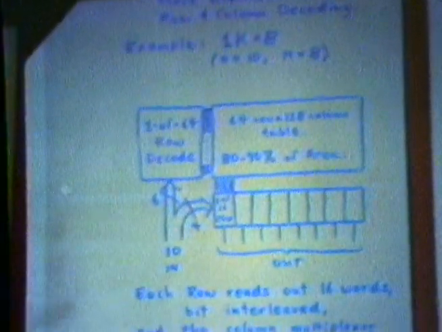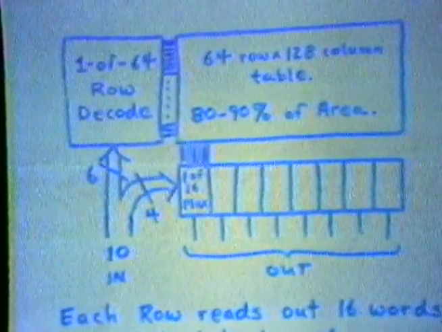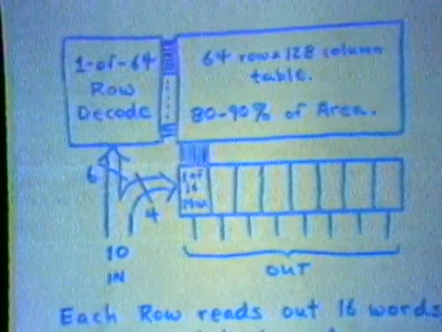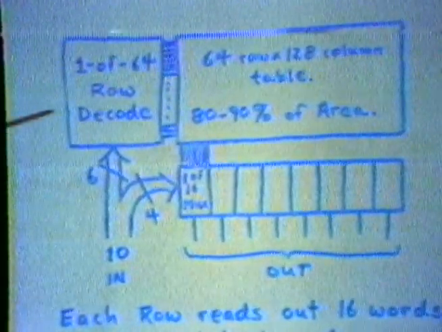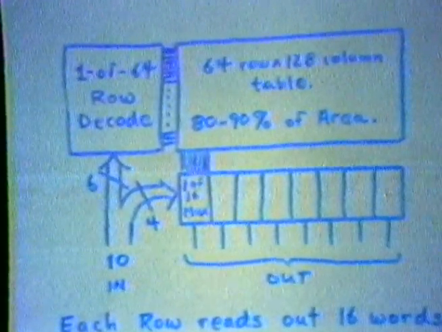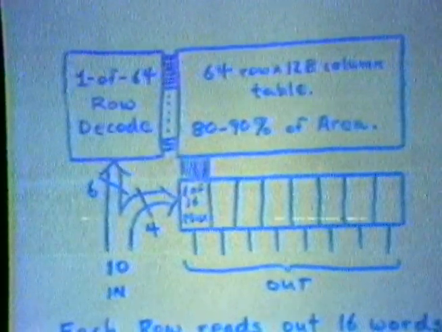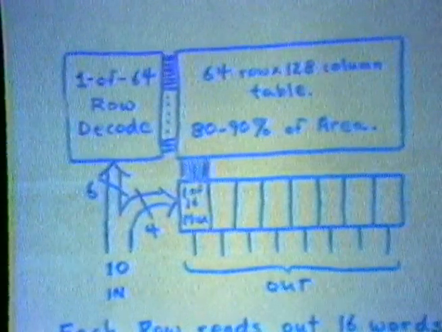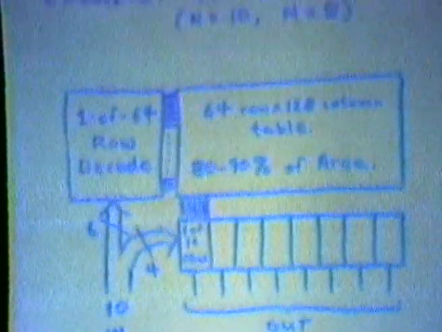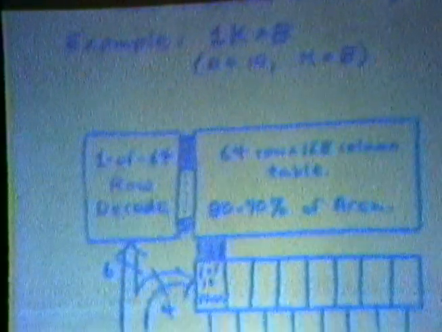Here's an example of a 10-input read-only memory. 10 inputs come in here. And the concept we're illustrating here is called row and column decoding. You take the address and you split it into 2 fields, in this case a 6-bit field into the row decoder and a 4-bit field into the column decoder, or column multiplexer in this case. So now the total size of this memory wants to be a 1K by 8, as you see up here. That is, it's got 1,024 8-bit words in it.